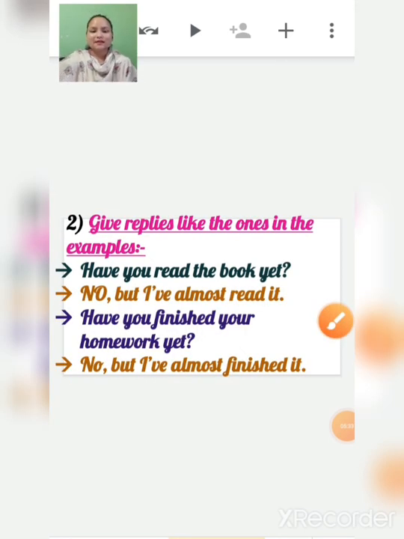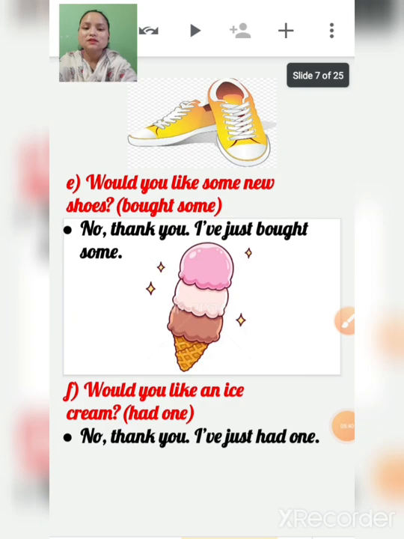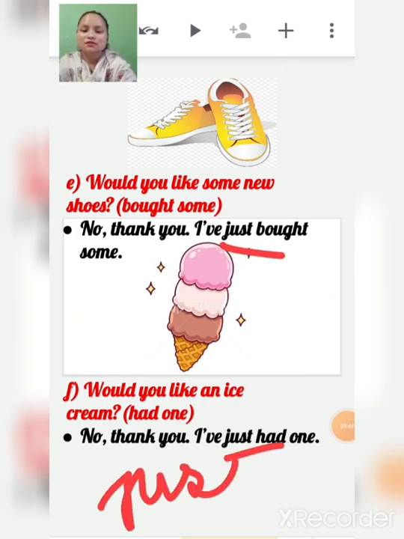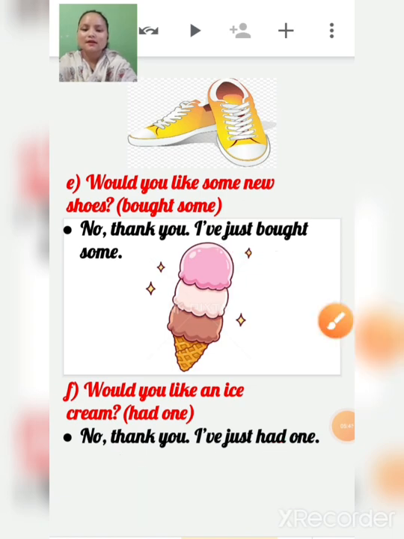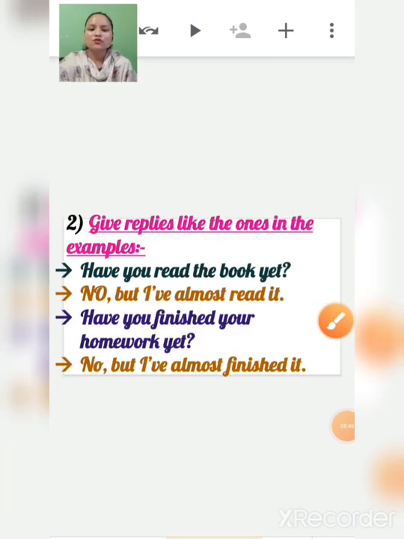Now, the second question is, see, in the first question, in all sentences, we used just, right? Now, in the second one, what we have to use? Almost. Okay, now, give replies like the ones in the example here.